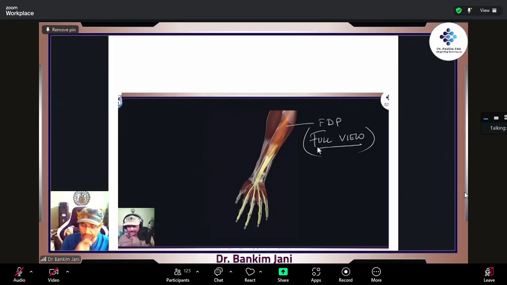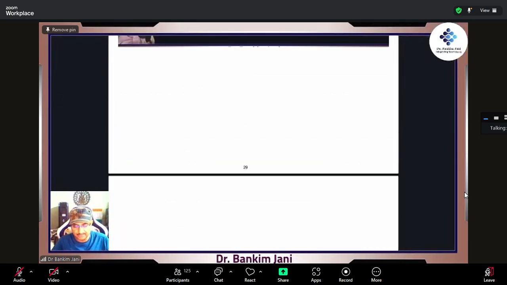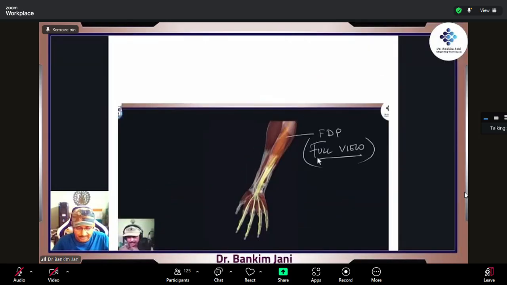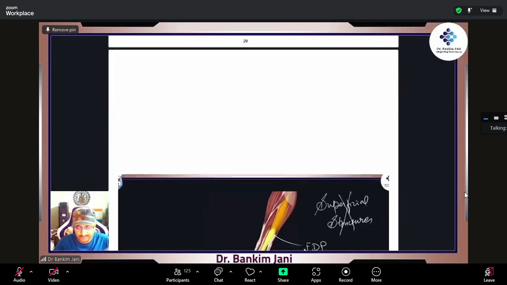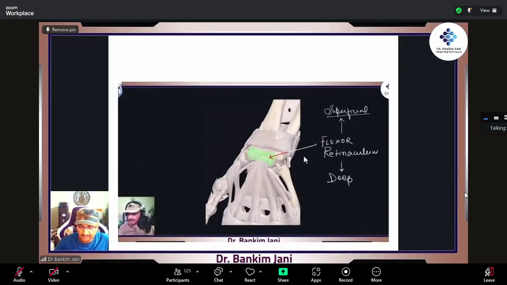All the way, flexor digitorum profundus, a long, big muscle, starting from the forearm, traveling, and then going all the way to the tips. All other muscles have been removed. Superficial structures are completely removed so that we just see the flexor digitorum profundus. Here it was made transparent, but here it is totally removed so that you see it properly. Now on to the flexor diagram. We are about to complete the topic.